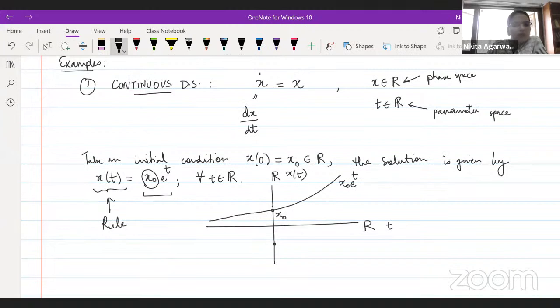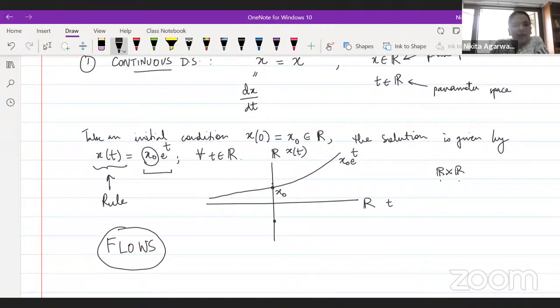So such solution curves are also known as flows. So why are they called flows? Because when you look at these solution curves, they are like flow lines in the space that you are looking at. So here, where am I drawing this picture? I'm drawing this picture in R cross R, which is parameter space cross the space, right?